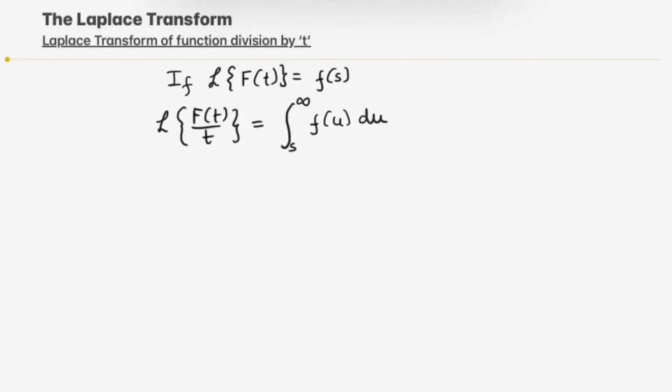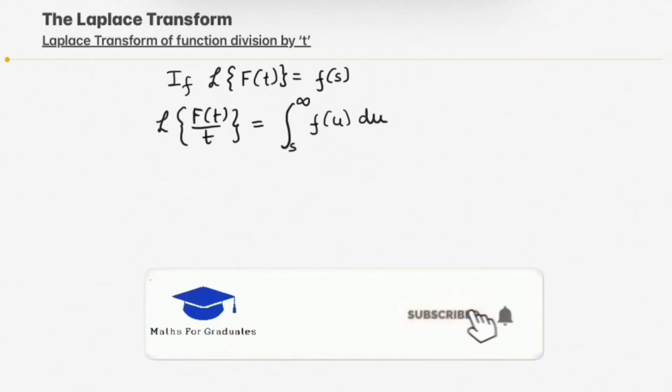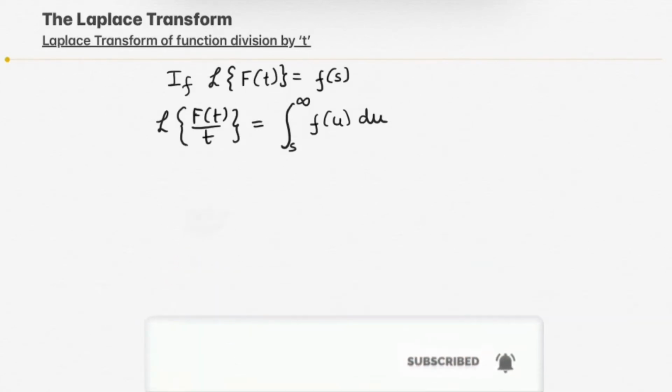Today we are going to find the Laplace transform of a function divided by t. Let's start. If the Laplace transform of f(t) is F(s), then we have to find the Laplace transform of f(t) over t, and this equals the integration from s to infinity of F(u) du. So let's find out.